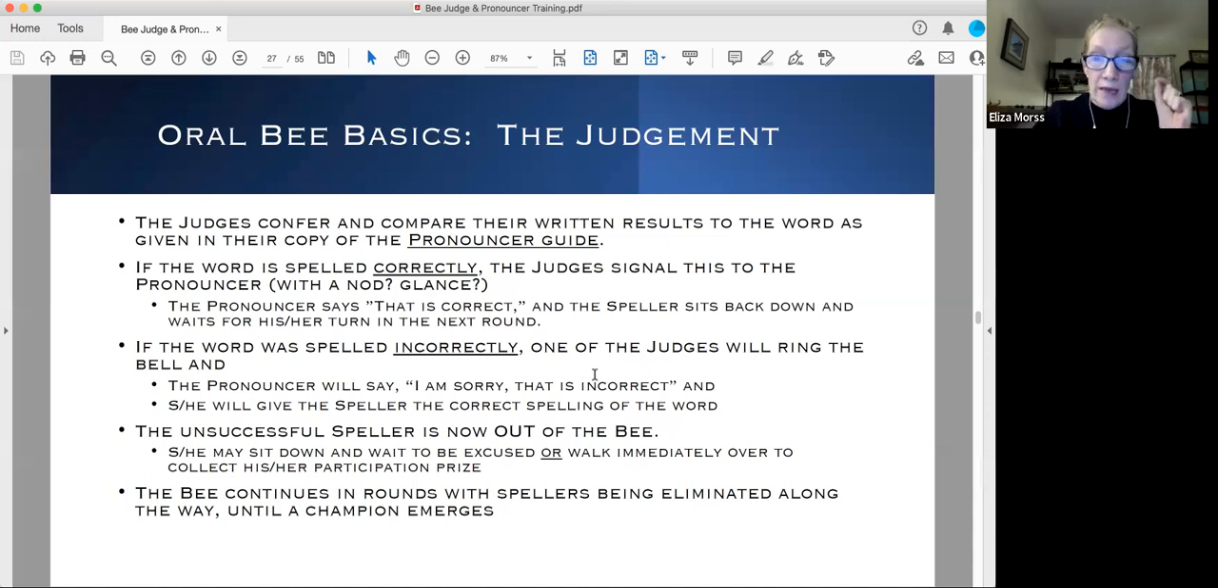If the word is spelled incorrectly, one of the judges will ring the bell or some other tool that you're using to indicate that. The pronouncer will say, I'm sorry, that is incorrect. And she or he will give the speller the correct spelling of the word, and the unsuccessful speller is now out. So it's one and done. The speller can sit down, or there are various different ways that spellers can come out of the bee. They can walk out immediately.